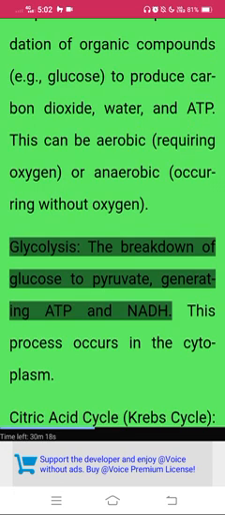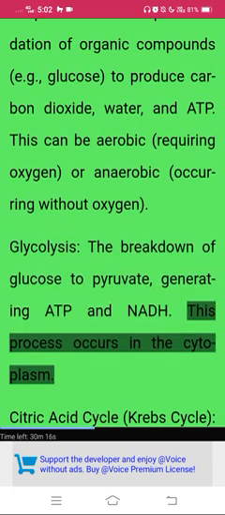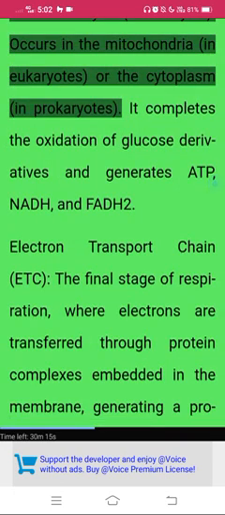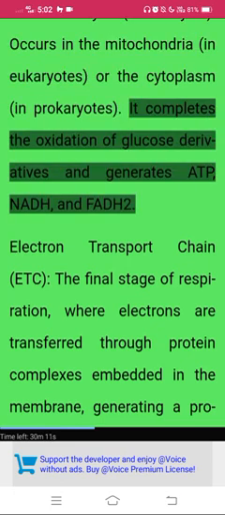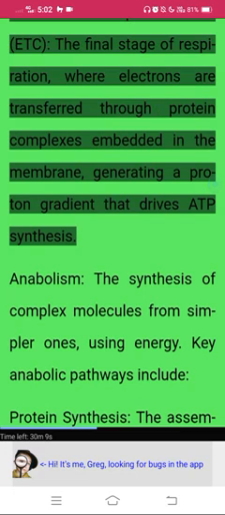Glycolysis. The breakdown of glucose to pyruvate, generating ATP and NADH. This process occurs in the cytoplasm. Citric acid cycle, Krebs cycle, occurs in the mitochondria in eukaryotes, or the cytoplasm in prokaryotes. It completes the oxidation of glucose derivatives and generates ATP, NADH, and FADH2. Electron transport chain, etc. The final stage of respiration, where electrons are transferred through protein complexes embedded in the membrane, generating a proton gradient that drives ATP synthesis.